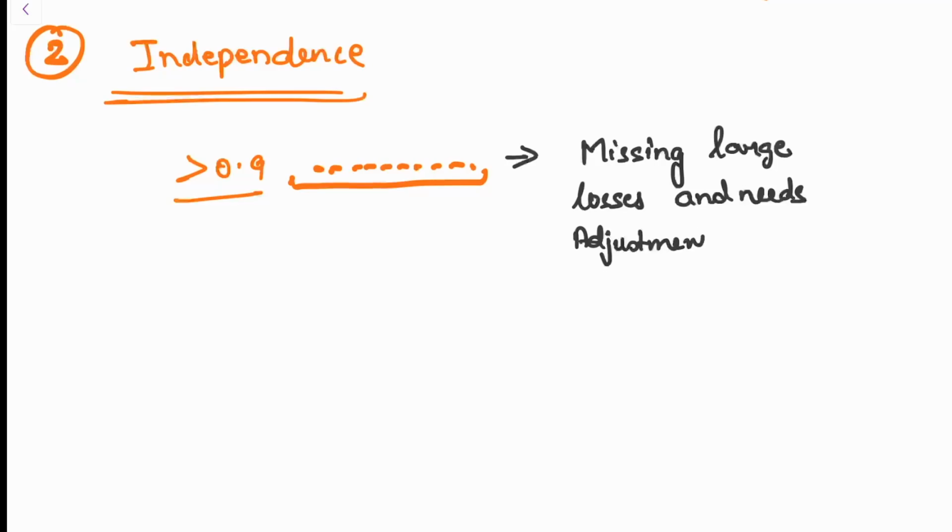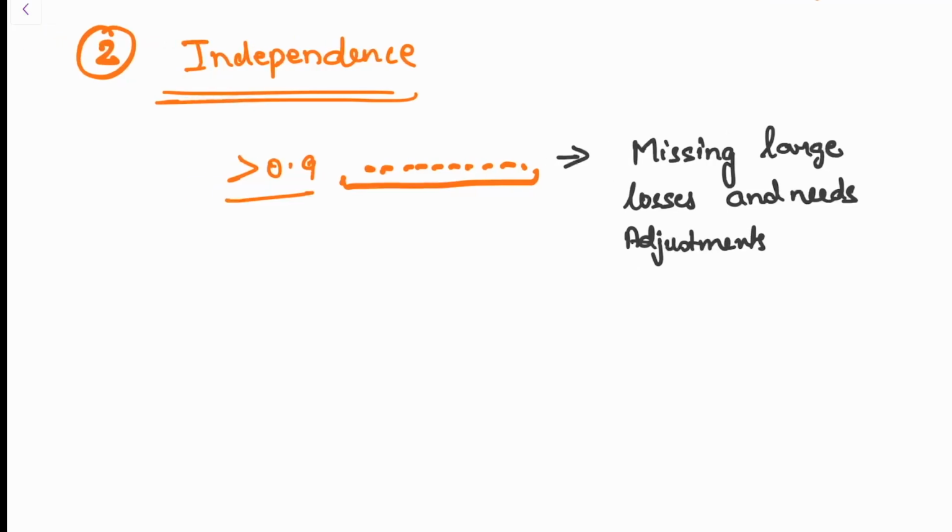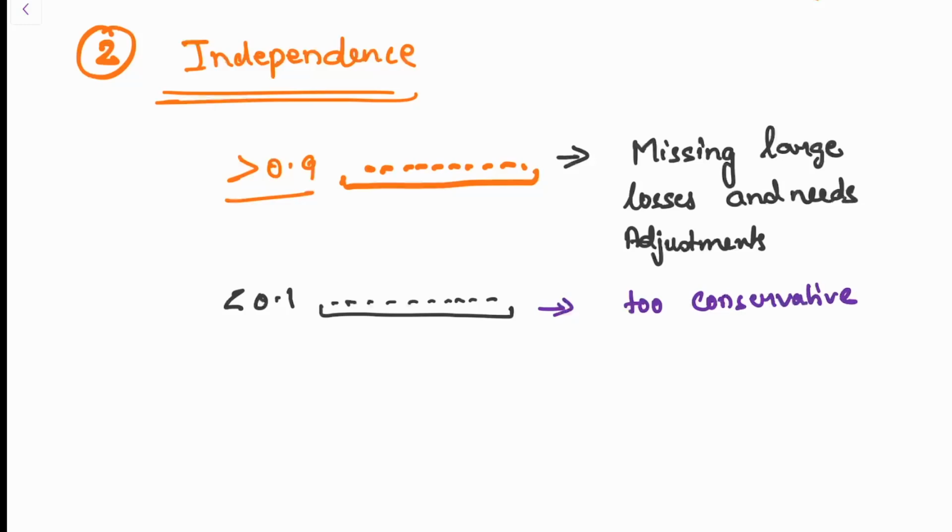Clear? If PIT values are very low, means less than 0.1, that too on a regular interval, and they appear repeatedly, this means that the model is too conservative and you need to recalibrate, clear? Point number 3, based on testing, conditional coverage test.